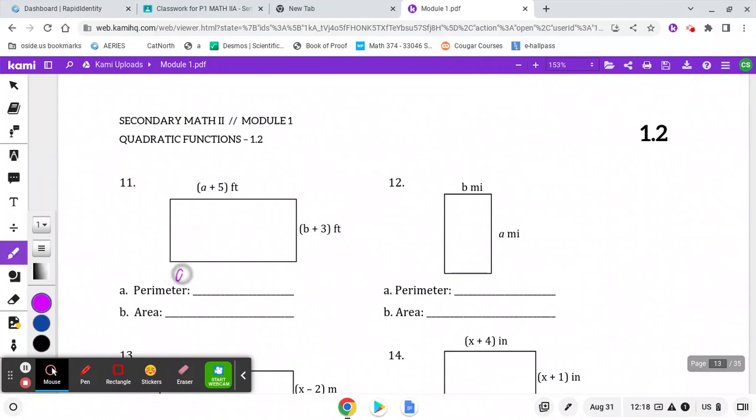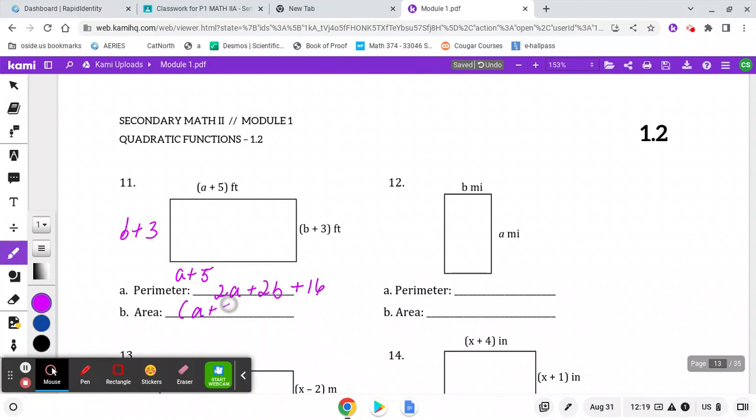Perimeter, a plus 5, b plus 3. Fill in those other sides. So I've got a plus a, that's 2 a's, b plus b, that's 2 b's. 5 plus 3 is 8, plus 5 plus 3, it's another 8. So it's plus 16. Add that up if you want to, double check on that number.